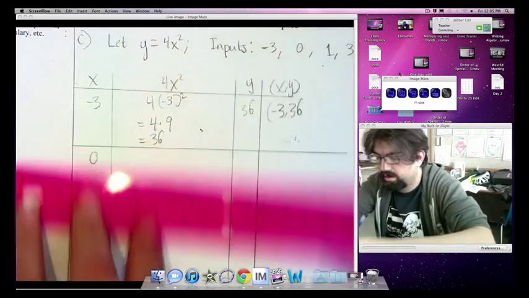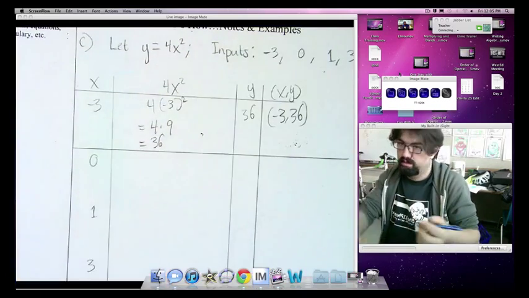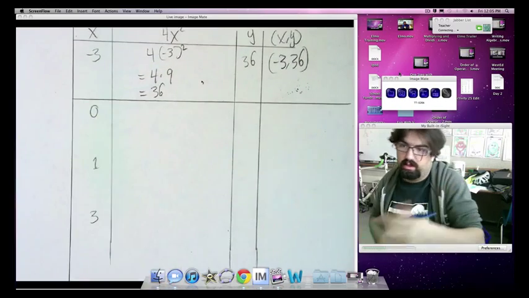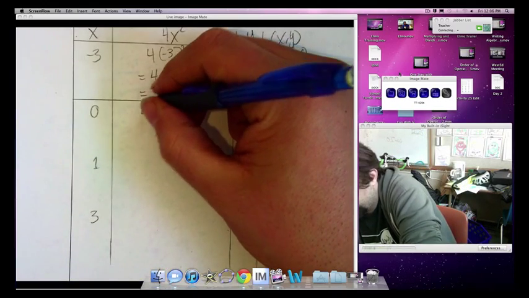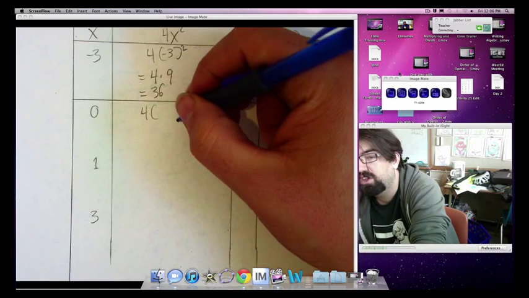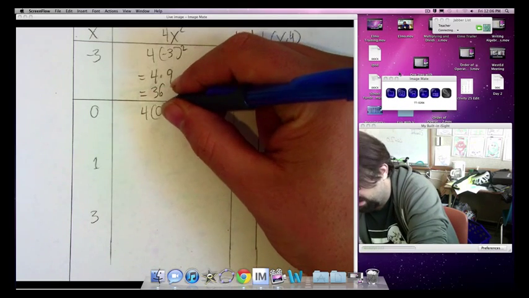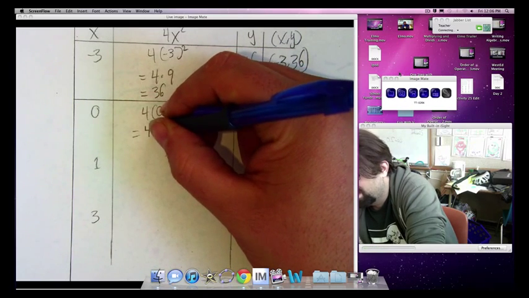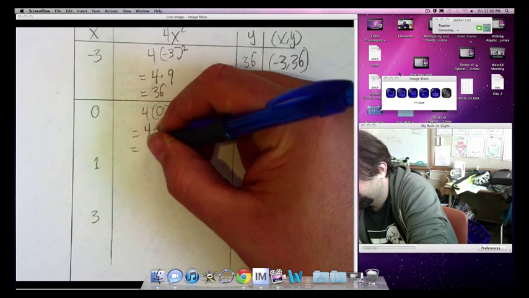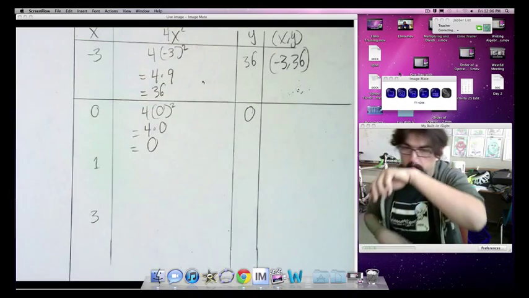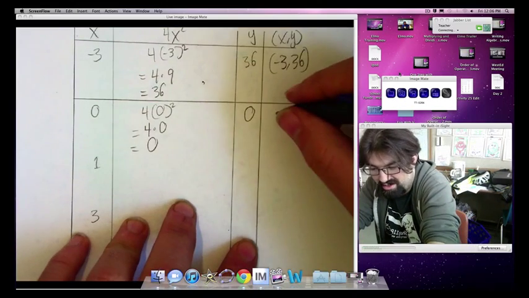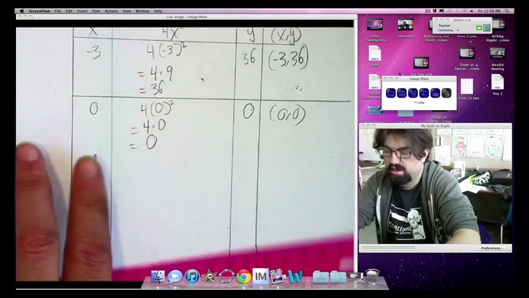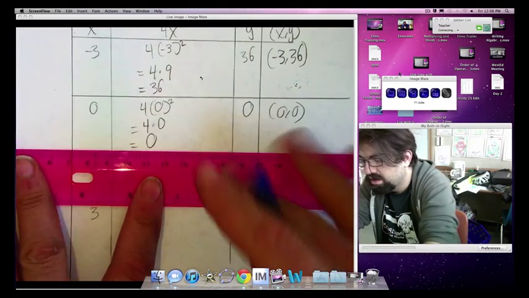So my point is (-3, 36). Okay, that's all we're doing. So yeah, order of operations are huge. I could put an absolute value in here, and we'd be able to do it, which sounds like a great idea for a warm-up. 4 times 0, which is equal to 0. We get 0 back, which means the point is (0, 0).